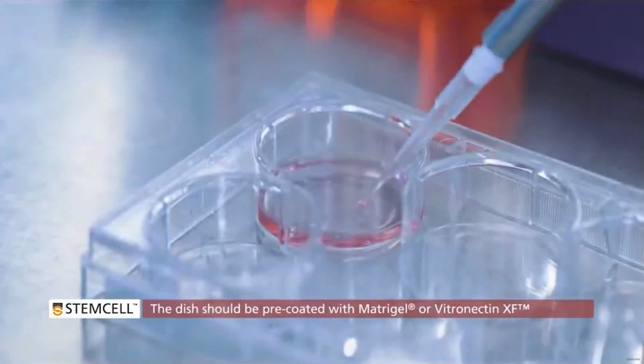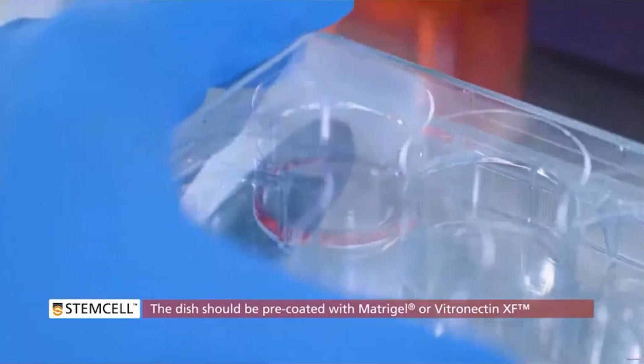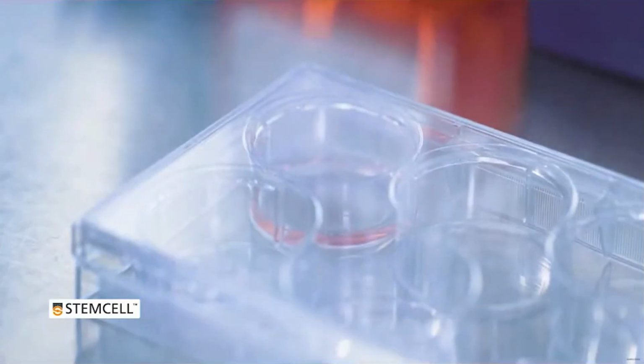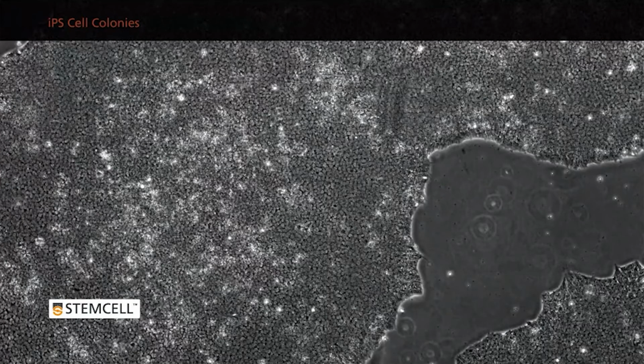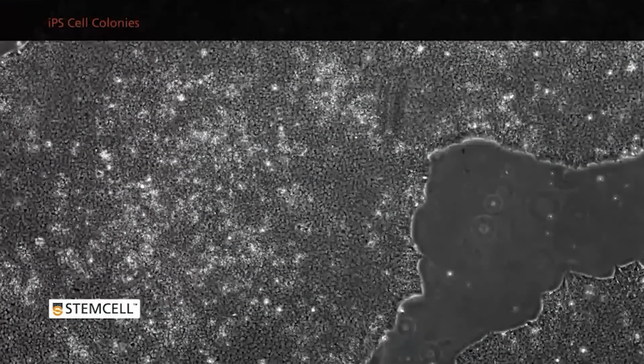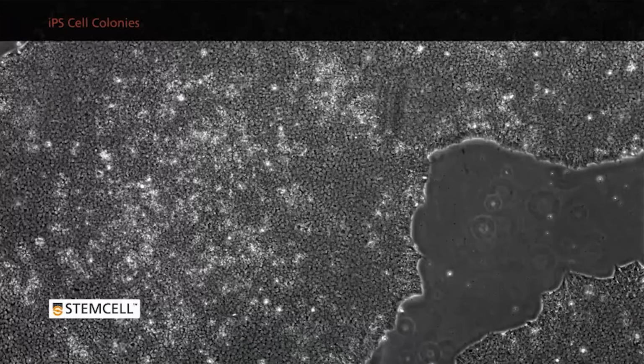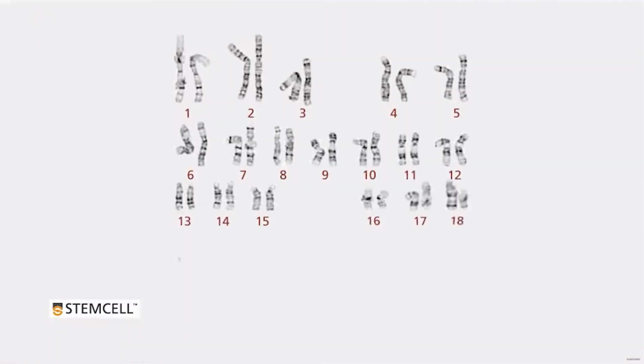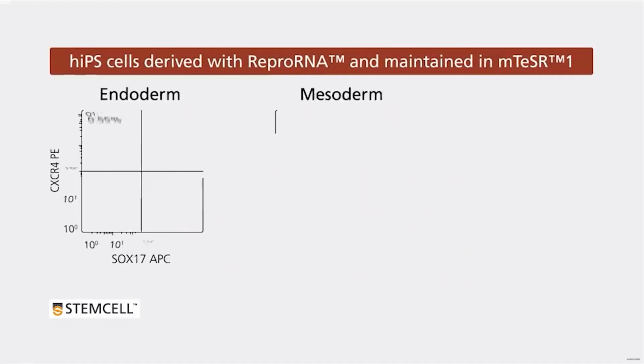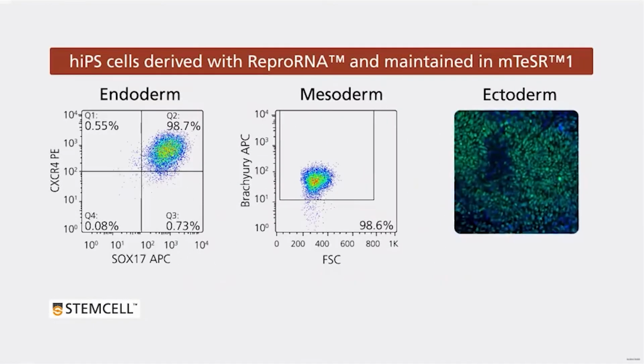The dish should be pre-coated with Matrigel or Vitronectin XF and contain mTeSR or TeSR-E8. iPS cell lines generated in ReproTeSR and then subcultured in mTeSR or TeSR-E8 typically contain very low levels of differentiated cells as early as passage 2 and are therefore ready for banking and characterization earlier than iPS cell lines generated with other methods. Successful generation of new iPS cell lines should display normal karyotype, express undifferentiated cell markers, and differentiate to all 3 germ layers using either in vitro assays or a teratoma assay.